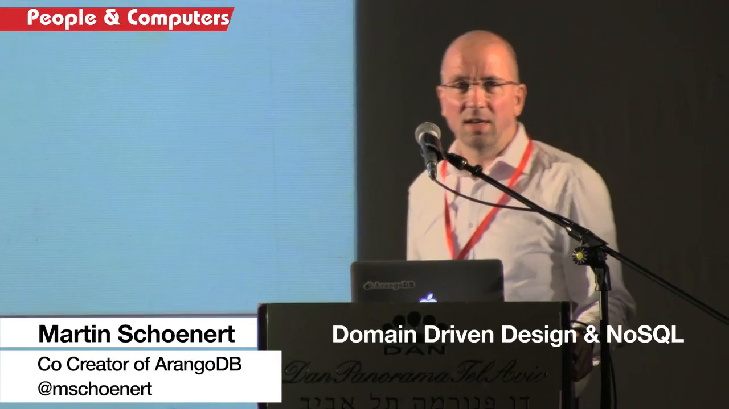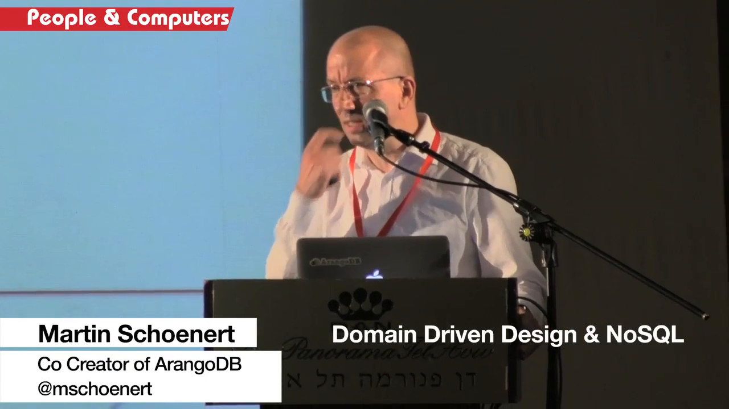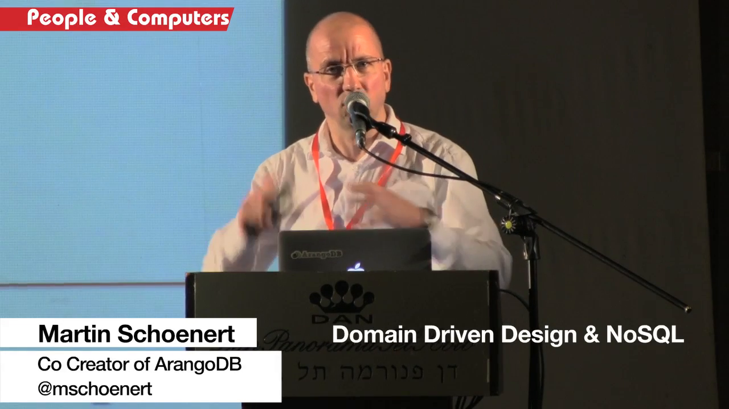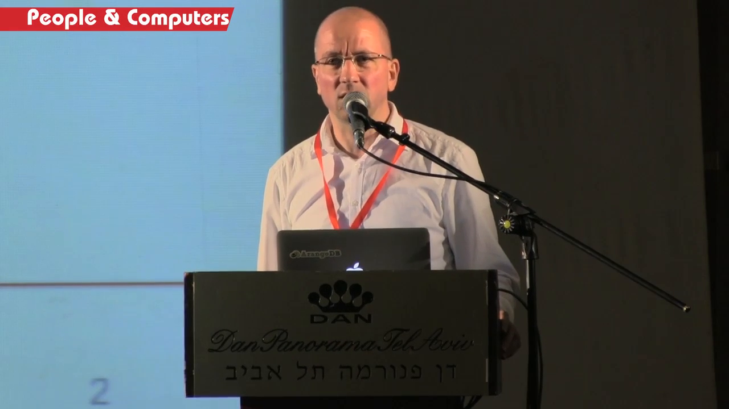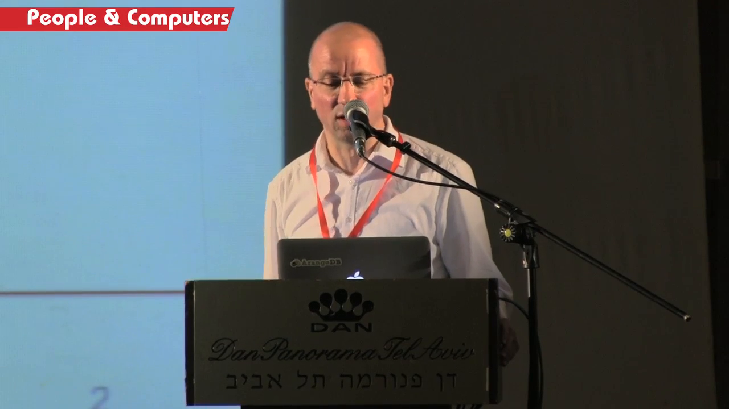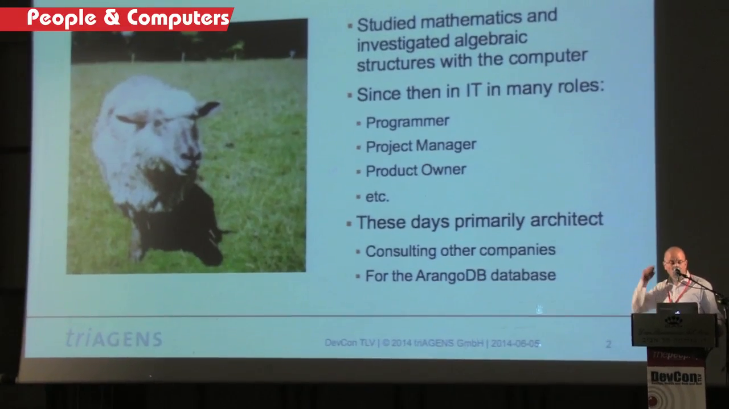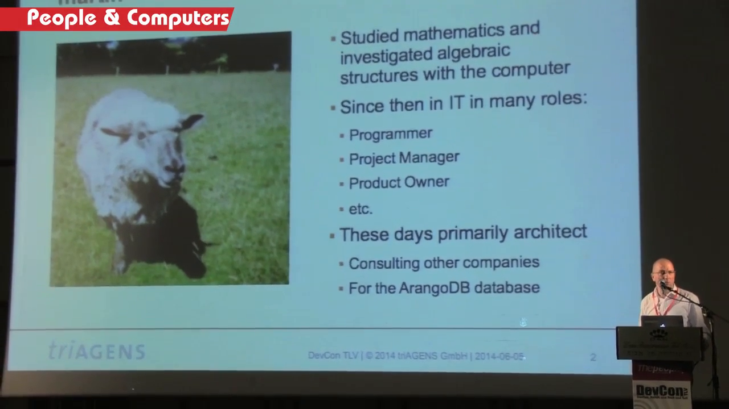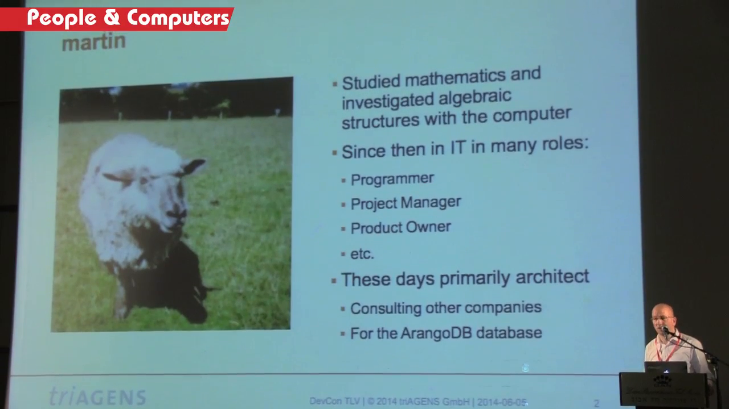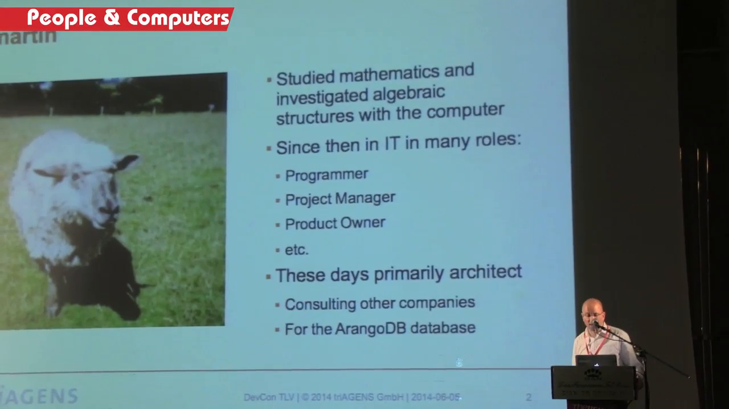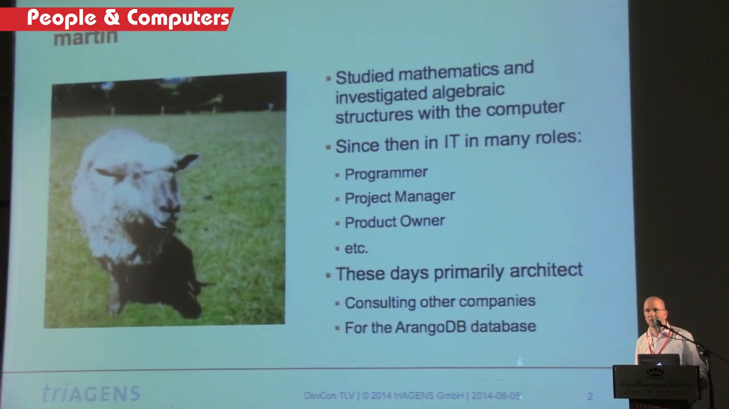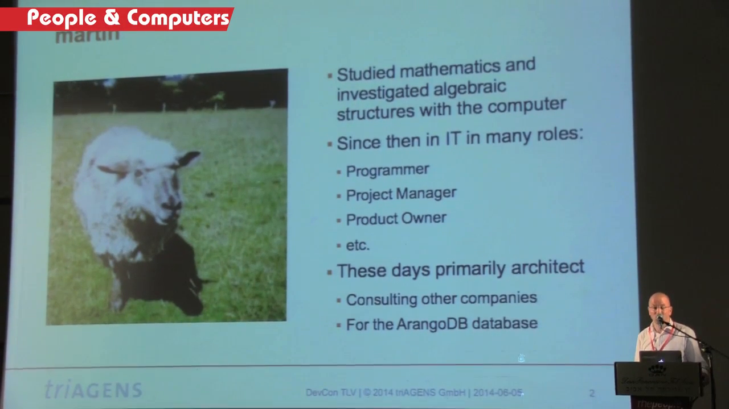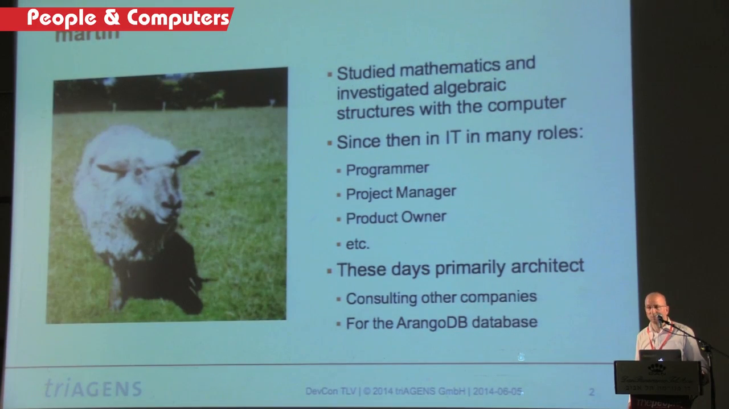Okay, right. So let's start with who I am. My name is Martin. I studied mathematics a long time ago, investigating algebraic structures with a computer. So if you imagine me playing with a Rubik's Cube and having a lot of fun, that's very close to it. Since then, I've done IT in many roles as programmer, project manager, responsible for a computing center, and on and on. These days, I'm primarily an architect, both in the role of consulting other companies on how their architecture should look, and also for our own product, the ArangoDB database.